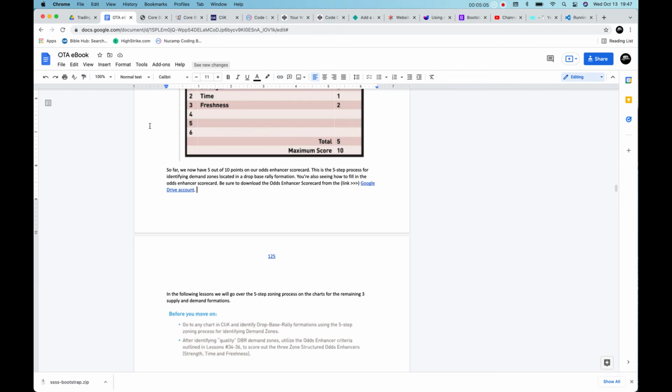But in the meantime, before you move on, go to any chart in your preferred trading platform, identify a drop-based rally formation using the 5-step zoning process for demand zones, and then after identifying the zone, make sure that it is a quality zone by utilizing the odds enhancer criteria for strength, time, and freshness.